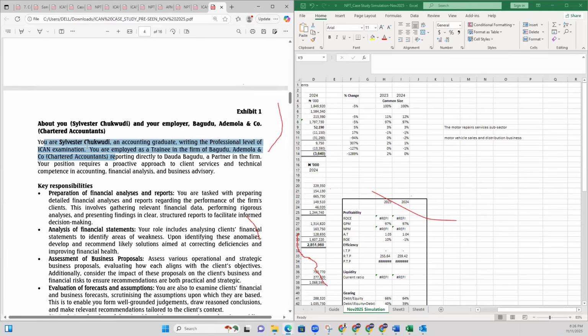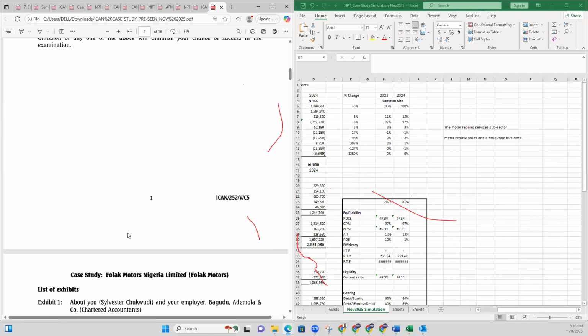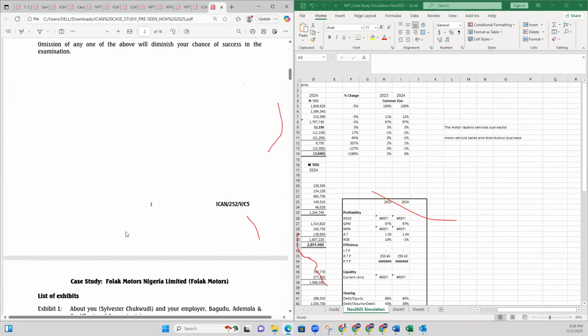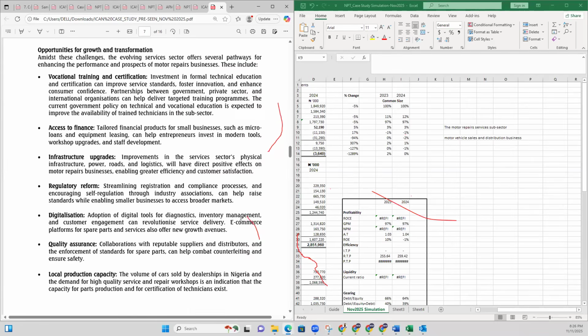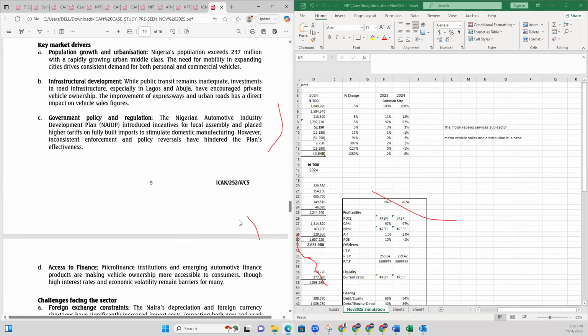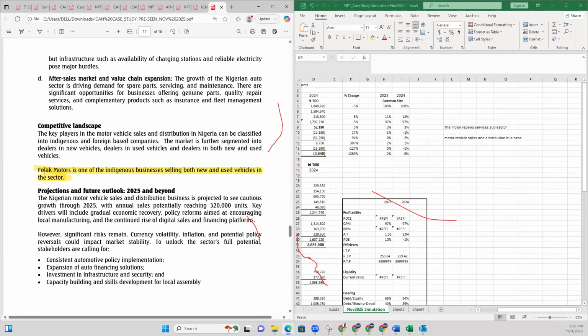I need the first mention of Folak. Okay, maybe here anyways. Okay, maybe there, but in terms of the detail we are reading, this is the first place that it was mentioned. And we need to take note of what they said. They said Folak Motor is one of the indigenous businesses selling both new and used vehicle in the sector.